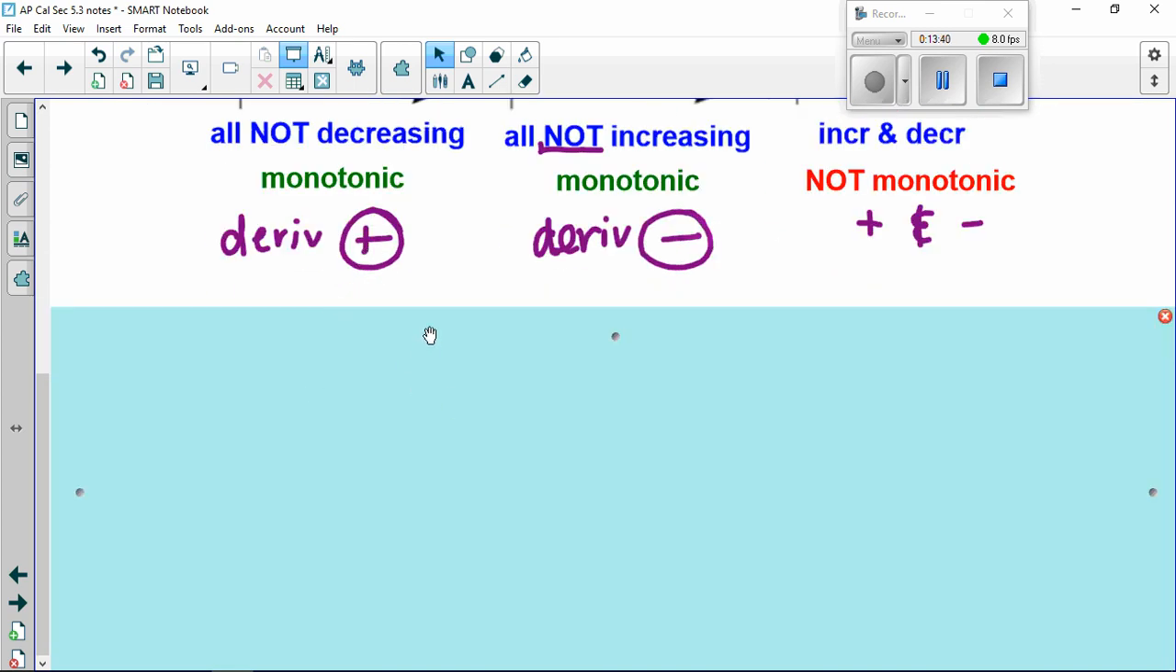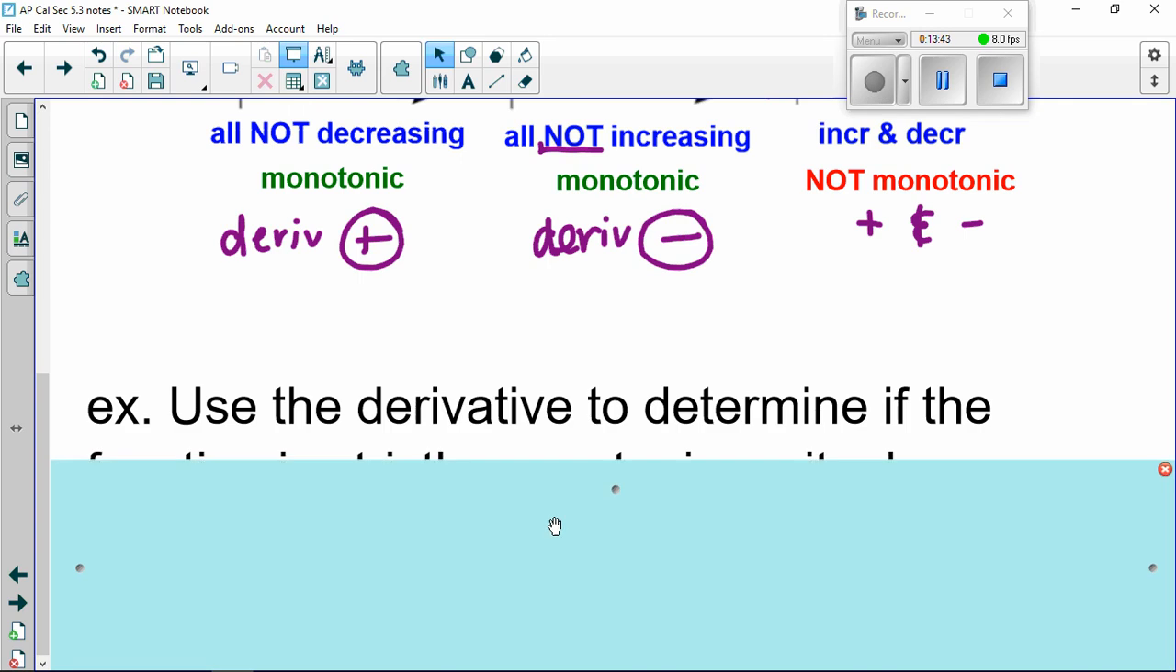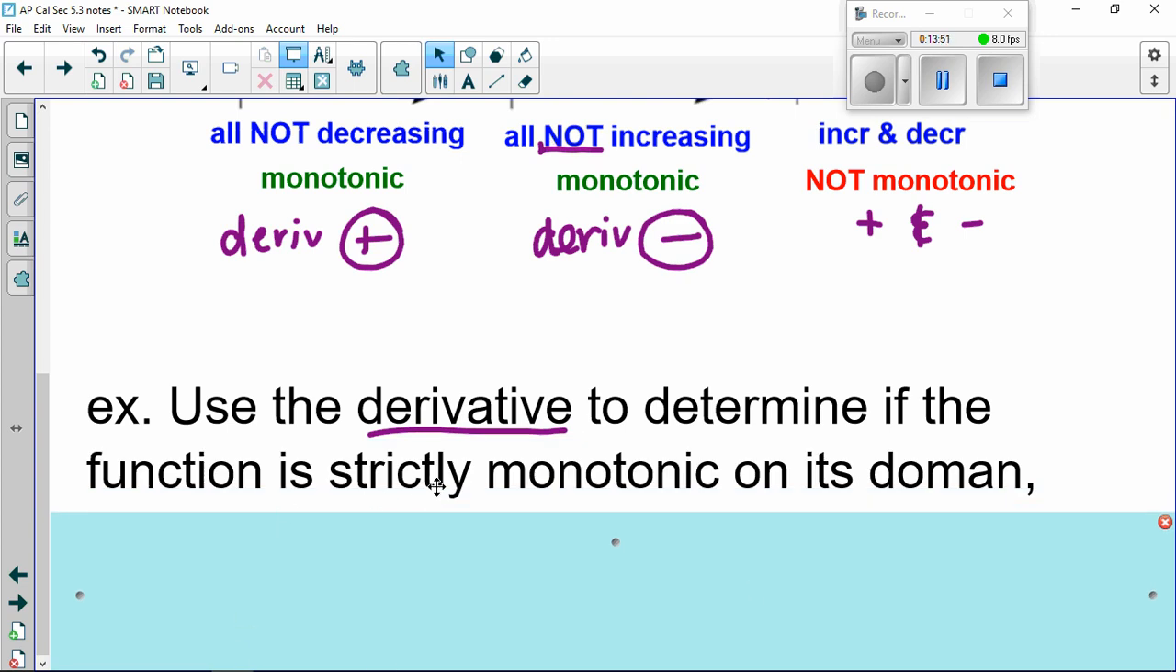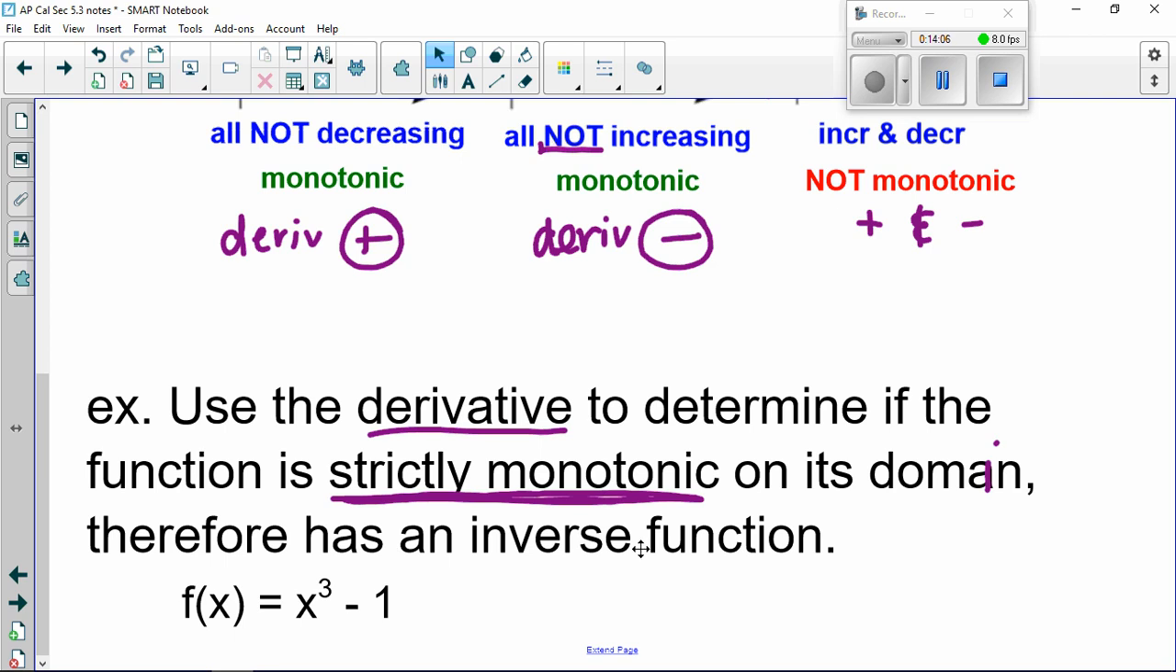In this next example, here is a question that they might ask you: use the derivative to determine if the function is strictly monotonic on its domain, and therefore has an inverse function. This is a lot of big words, but it's actually going to be really straightforward to solve. Really, they're just asking you to see if the derivative is all positive or all negative, and then write a sentence that says your answer.